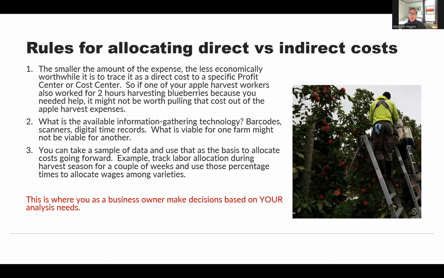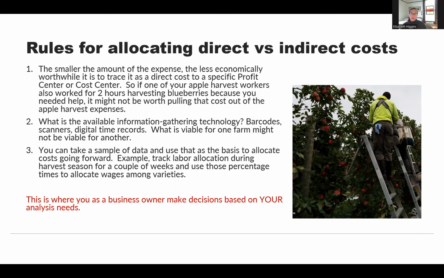You also want to consider what available information you have for technology. In some cases, you may have barcodes or scanners or digital time records where that allocation is automated, and it's quite easy for you to allocate costs and expenses. But what's viable for one farm might not be viable for another farm. So the rule of thumb is really, once again, thinking about the value of information compared to the effort for information.